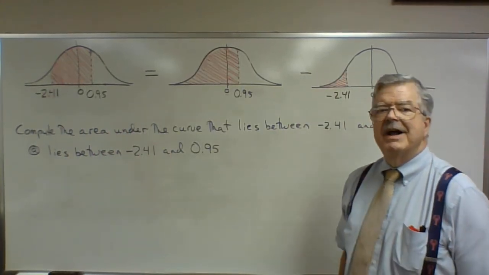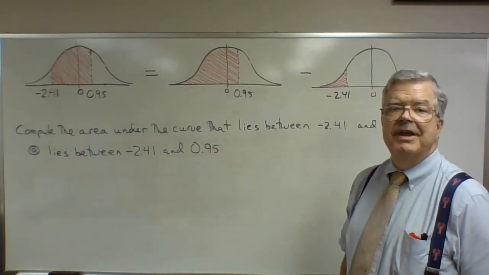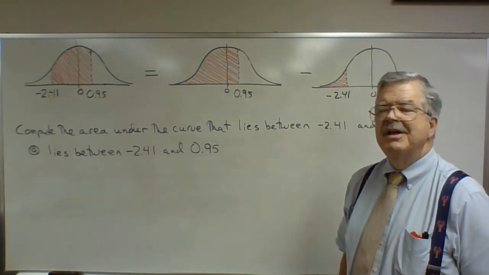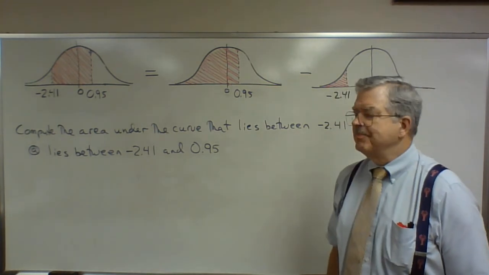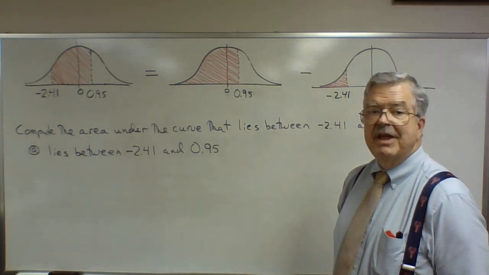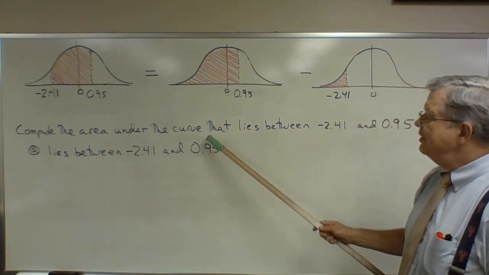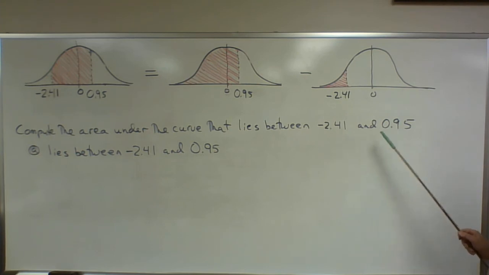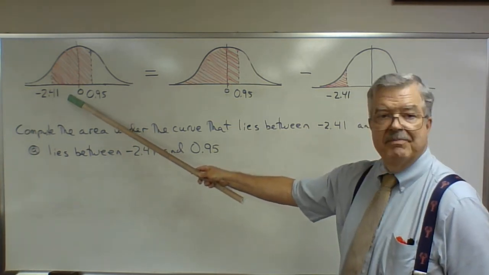Okay, here's another one kind of like the last one. And this example and the one we just did are very typical of the kinds of problems that we're going to have to solve using the standard normal tables on page 798 and 799. Compute the area under the curve that lies between negative 2.41 and positive 0.95. So here's the shaded area that we want.